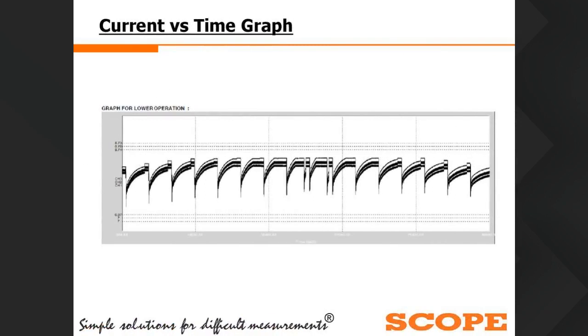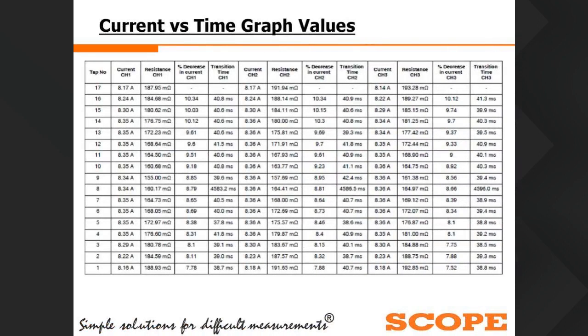Here you can see, with the help of our instrument, we get a current versus time curve. Current is increasing from one point to another, and after a certain stage, during the shift from one tap to another tap, you can see a decrement of current. We will check that, and the data we capture directly in a test report. I will show that in the next slide. Here you can see the current versus time graph facility we have provided.